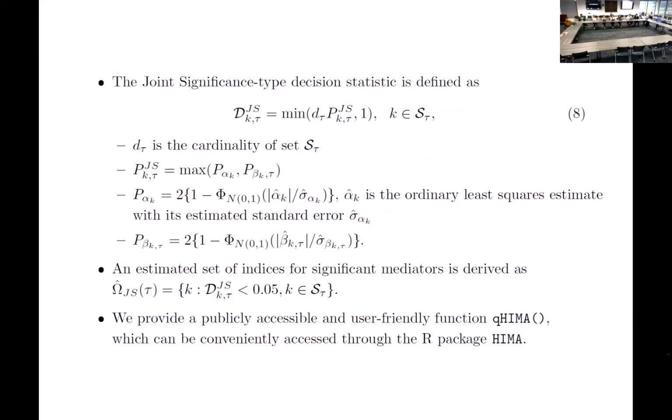Basically we just do a Bonferroni correction here, because D tau is the number of non-zero elements in this set, and D times this P is kind of a Bonferroni correction. Then we declare these mediators significant if this value is less than 0.05. We have implemented this in a function called QHIMA in our HIMA package. You can download this package and run it on your data if you're interested in this model.